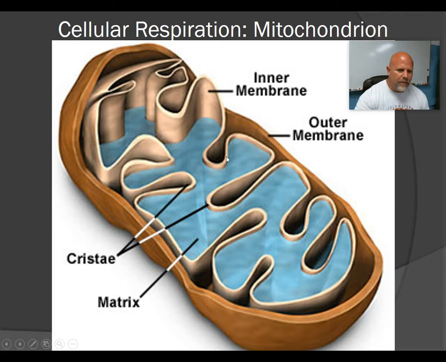They have an inner membrane that's convoluted, lots of folds in it, so that it can increase surface area for doing this reaction. And then there's a matrix inside of the inner membrane where a lot of the processes we're going to talk about will take place.